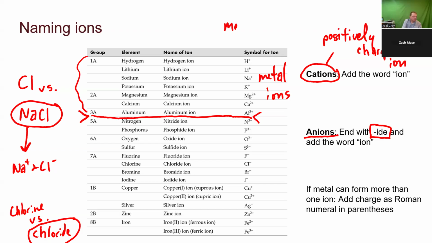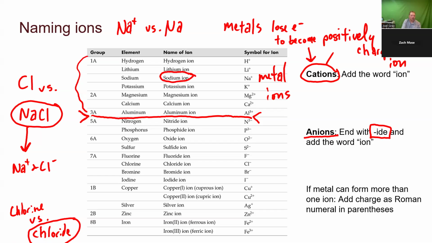Metals lose electrons to become positively charged ions, aka cations. Now, in order to name a cation, all that you do is you see the element. So Na+ versus Na. The only difference between these is that Na+ is known as the sodium ion, whereas Na is sodium.